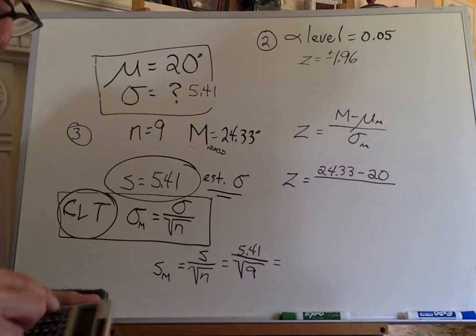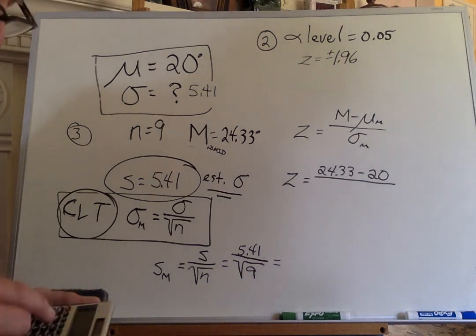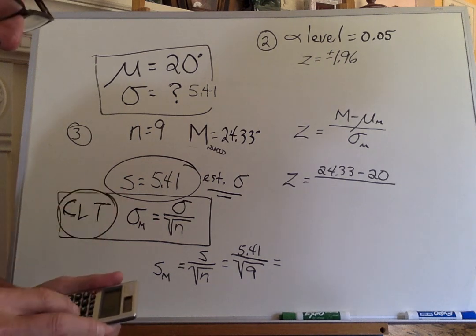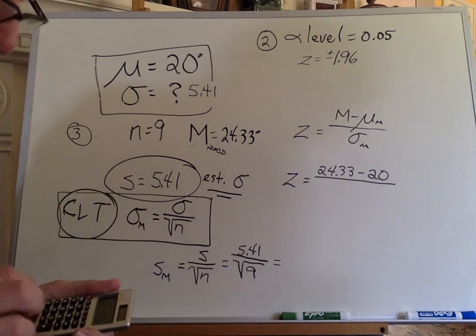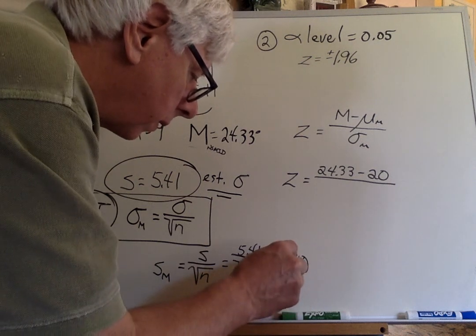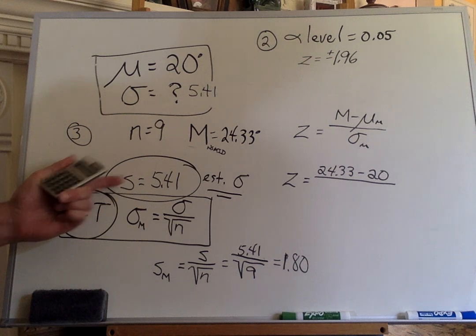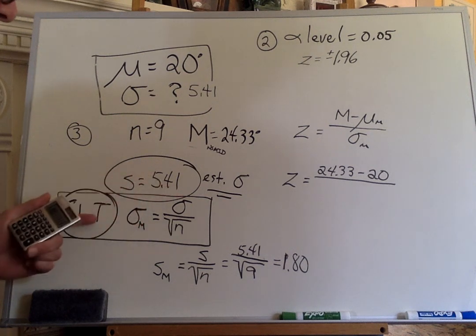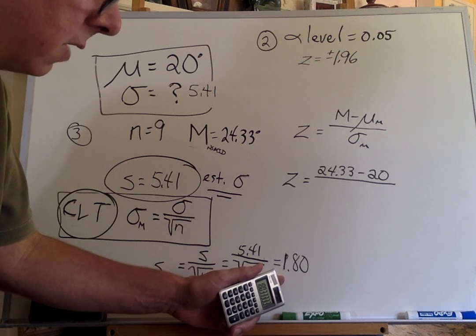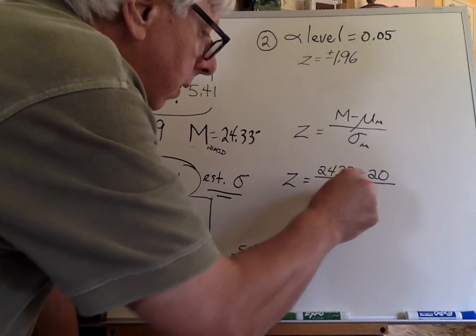So this number is 5.41. I know the square root of 9 is 3. So it's 1.80. With an estimated sigma of 5.41, the central limit theorem standard error is 1.80. So that's what goes in here. Okay.